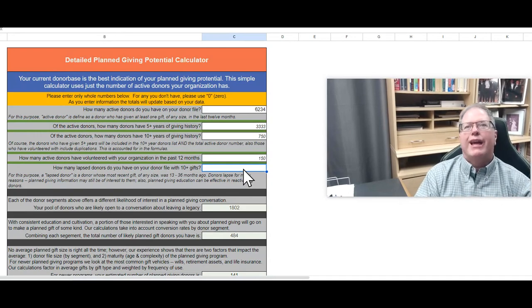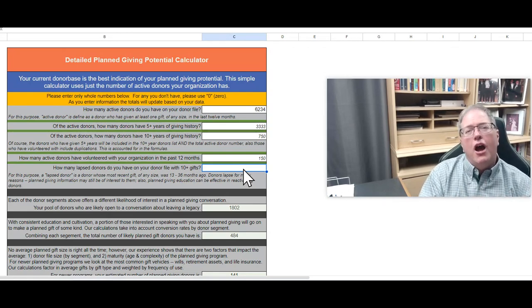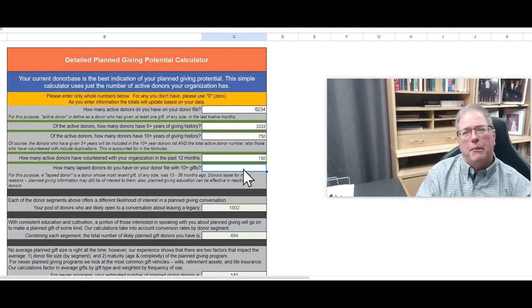Now, the other thing we want to look at is lapsed donors. Donors who have lapsed don't necessarily mean they don't care about your organization anymore. They just don't feel like they can make current gifts. And that might mean they're prime to talk to about planned giving. Talking to your lapsed donors about planned giving can reactivate the donors.